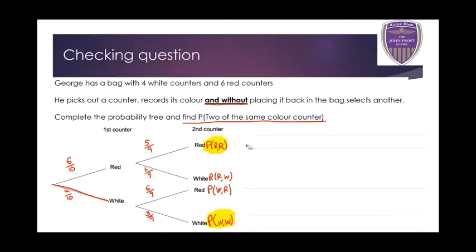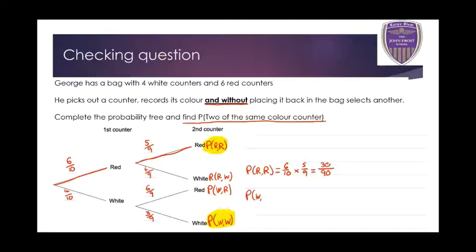So P, I'll tell you what, we'll do this down below. So P of red and red. Well, the first outcome was the chance of him picking red then red. He had to have a red counter first, which was 6 out of 10. Then he had to have a red counter second, which is 5 over 9. Multiply them together. 6 times 5 is 30. 10 times 9 is 90. There we go, 30 over 90. We're not going to simplify just yet, and you'll see why now.